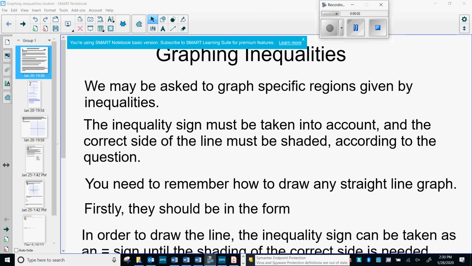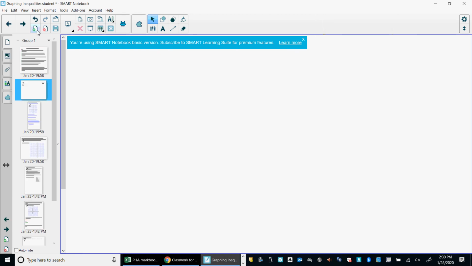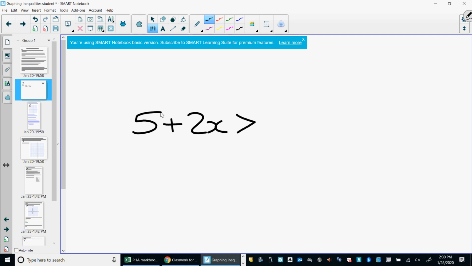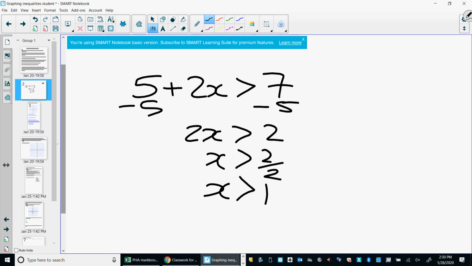Okay, so marking inequalities. Now, just as a quick recap, if we were asked to, for example, solve 5 plus 2x is greater than 7, what would we do? 7 minus 5... Now x does not equal 1. Okay, x is greater than 1. Yes? Does the sign not flip?